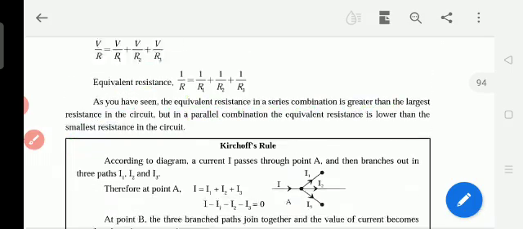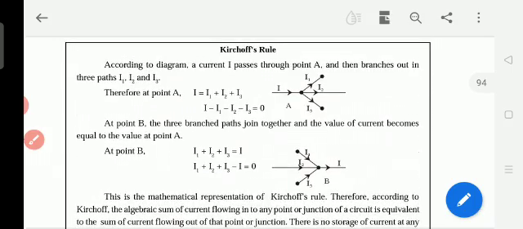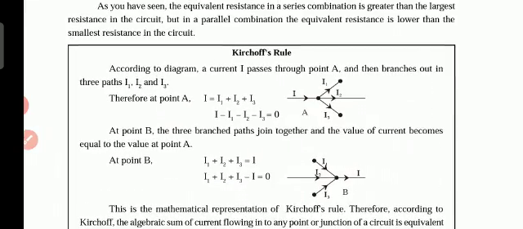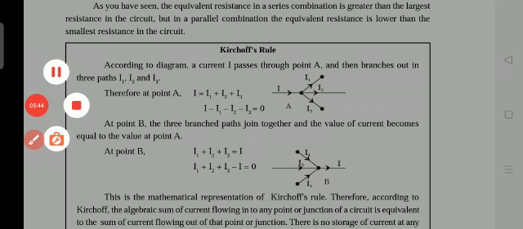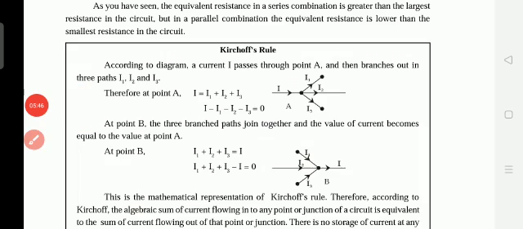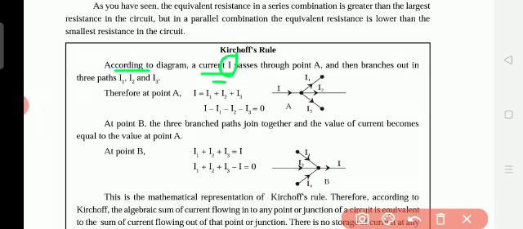Underline these points. Okay, now Kirchhoff's rule, understand? When you take Kirchhoff's rule, okay, so now you see according to the diagram, current I passes through a point A. The arrow mark means it goes this side, and then branches out into three paths, I1, I2, I3.